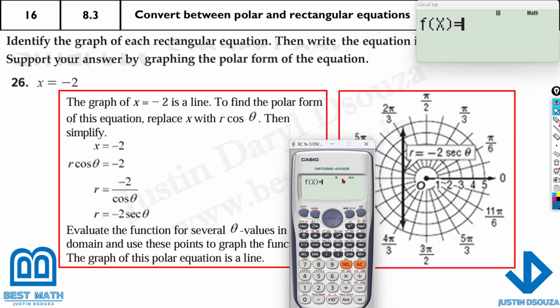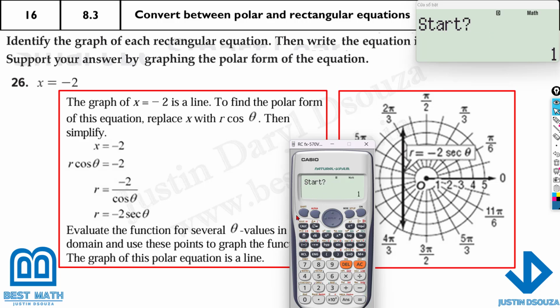Then what is the equation here? This is the equation, right? r is considered to be f of x. And what is the equation? It's minus 2. But we do not have secant. But we know we have 1 by cosine, right? So I'll do minus 2 times 1 divided by cosine. This is cosine x. I hope this much is clear. Press equal to. There is no second equation. I'll just press equal to.